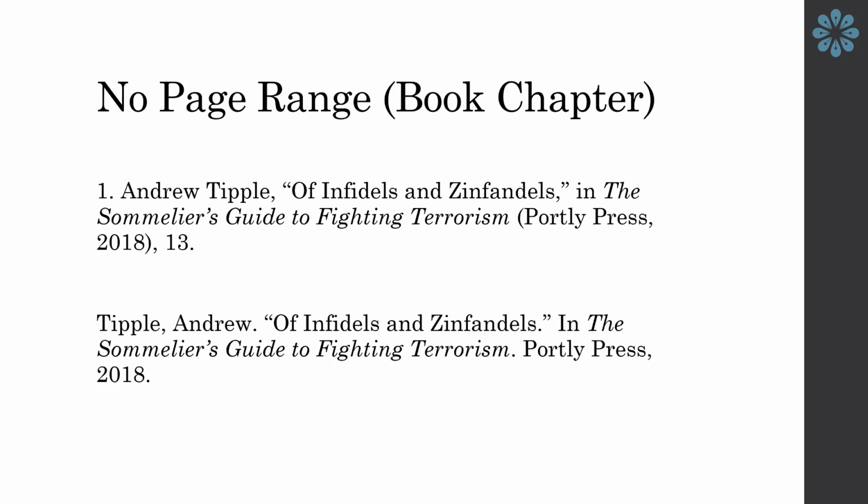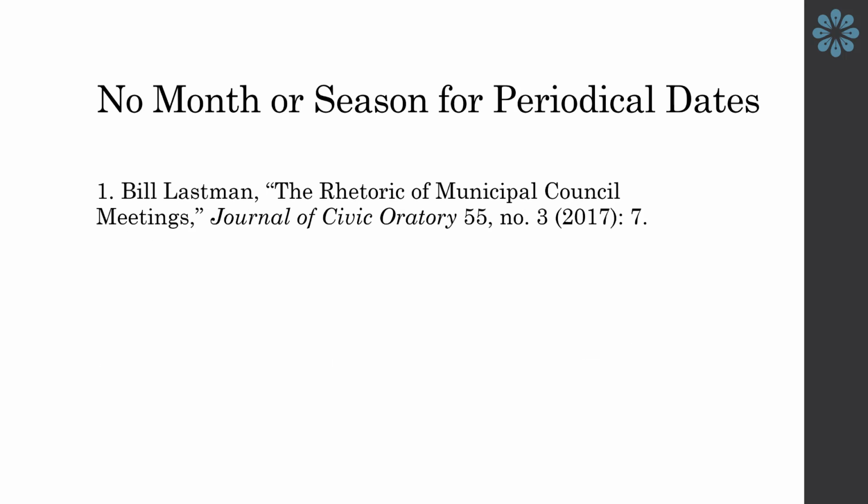The next change has to do with periodical dates. In the past, it was quite common to include the month or the season. Now that is quite optional, and in fact, if you provide both the volume and the issue number, then it's typically not necessary to include the month or the season.